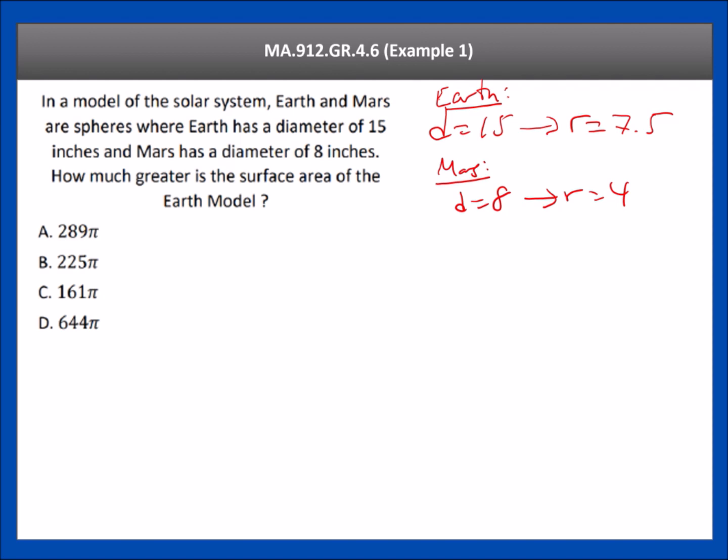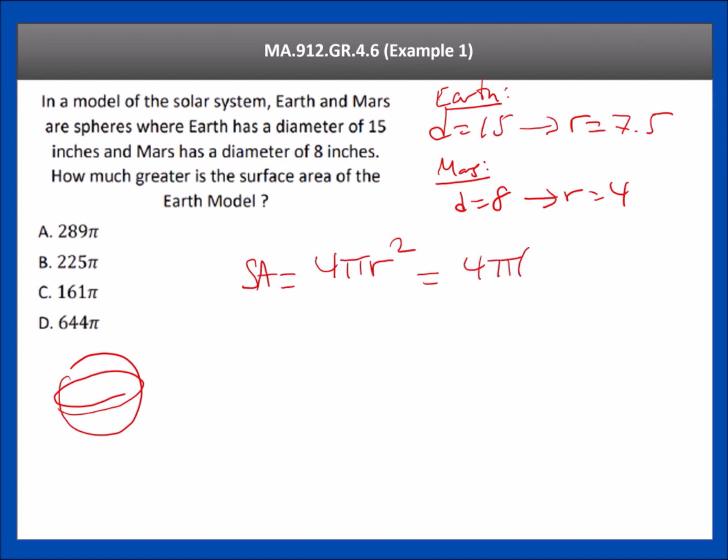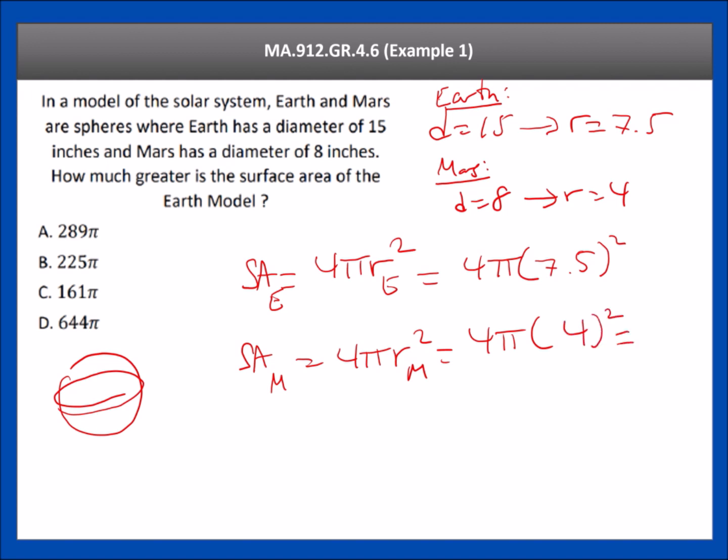Well, the surface area of a sphere is 4 pi r squared. In that case, we have 4 pi times r squared, which is 7.5 squared for Earth. Let's say this is SAE for Earth, and this is SAM for Mars. So we have 4 pi times the radius of Earth squared, and 4 pi times the radius of Mars squared, which is 4 squared. And then we're going to take the difference. We're going to subtract those once we find out what they are.